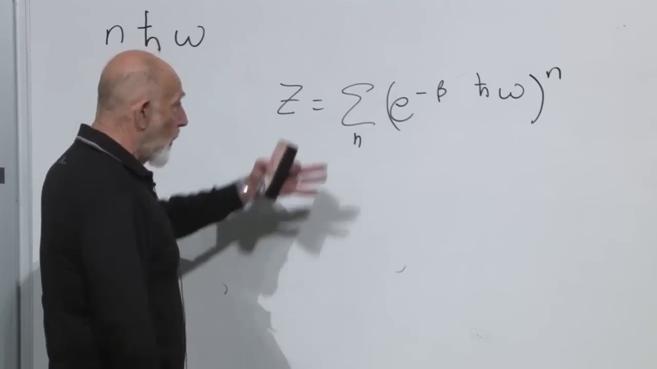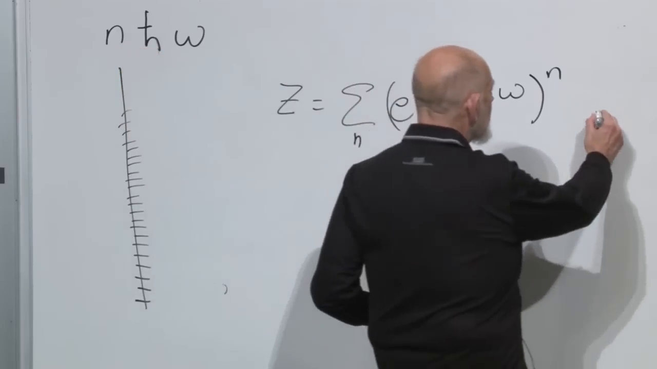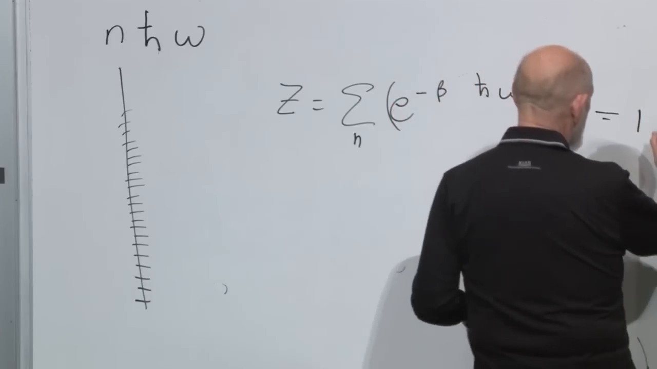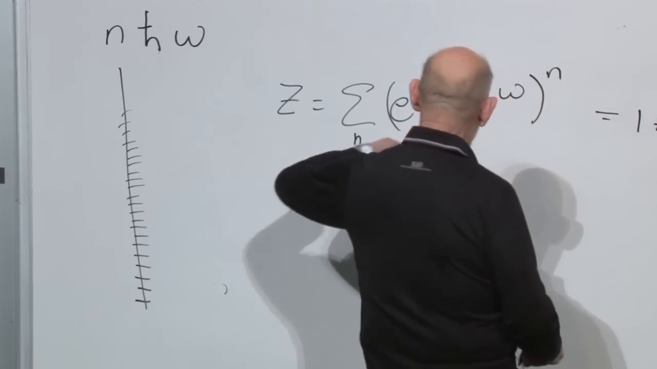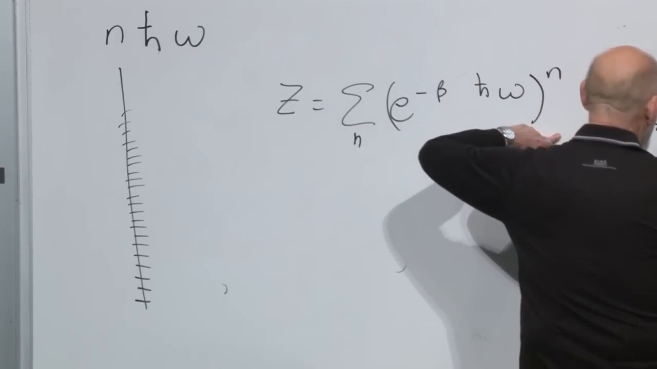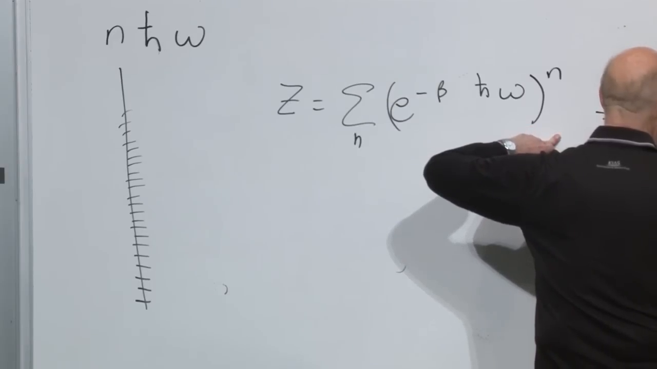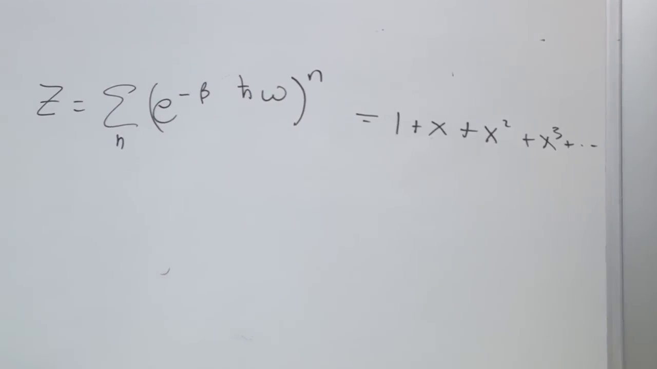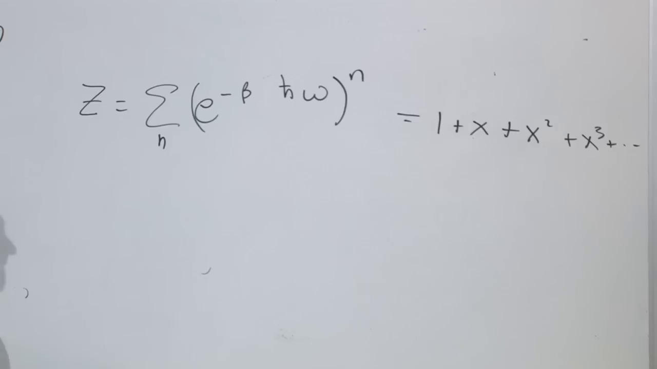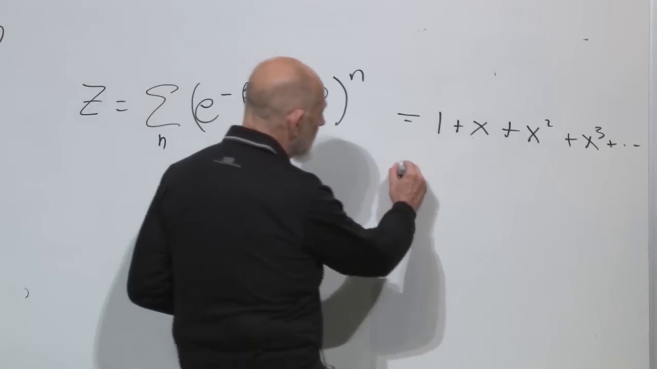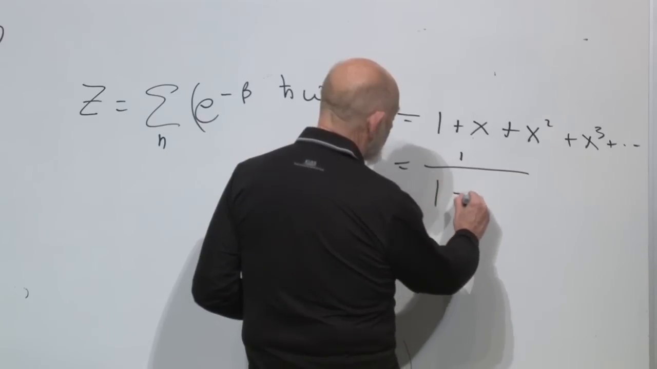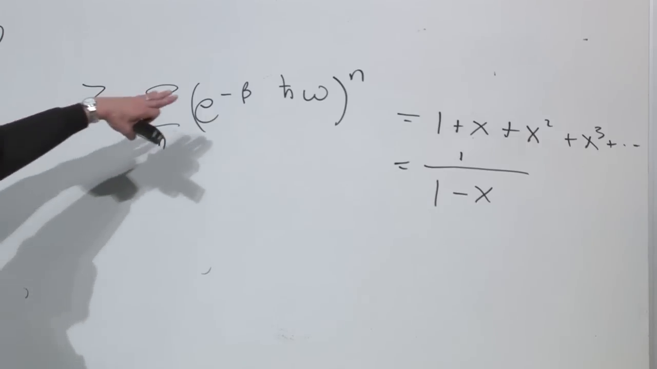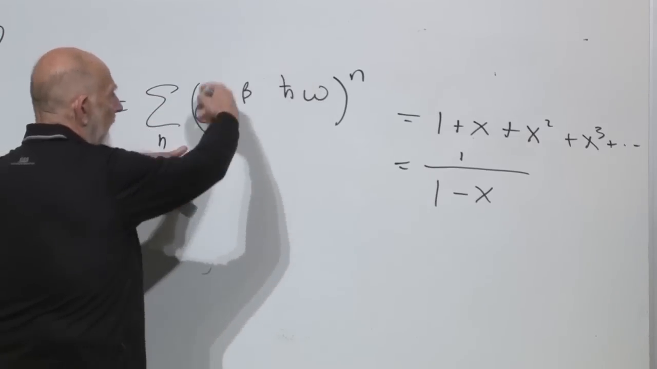The first term is just 1. That's when n is equal to 0. So this is a series that has the form 1 plus a number, let's call it x, namely this number in here, plus x squared, plus x cubed, plus dot, dot, dot. And that's a geometric series, which is very easy to sum up. The answer is that this is equal to 1 divided by 1 minus x. That's the geometric series where this thing in here is just x.